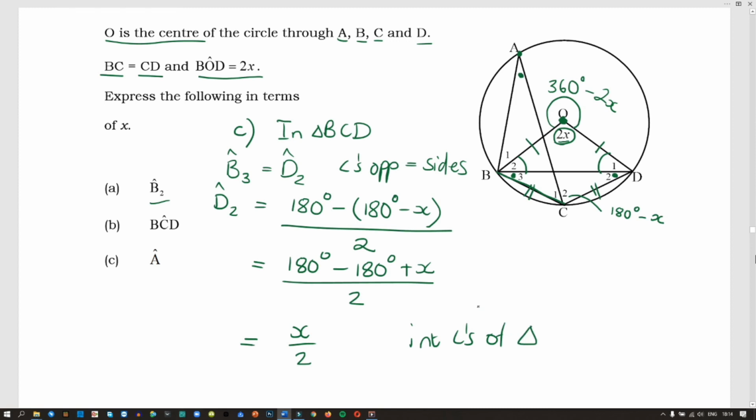But I'm not done. I then need to move on to how I get the A. I'm going to say A equals D2 equals x over 2, and my reason is angles in the same segment.